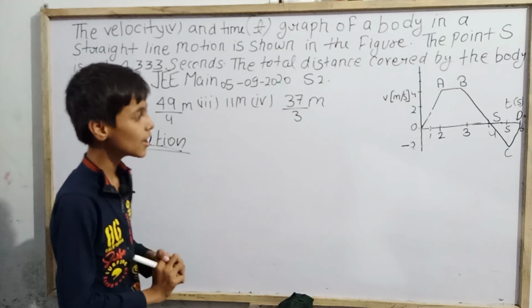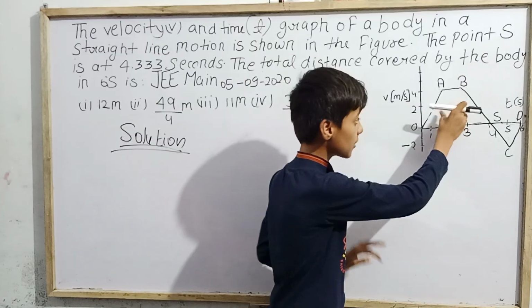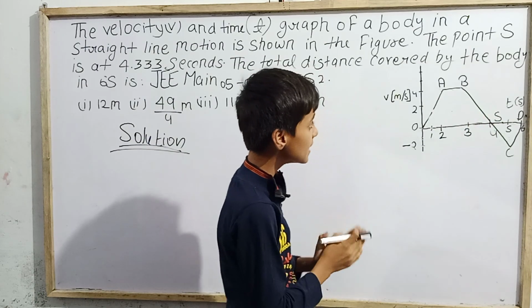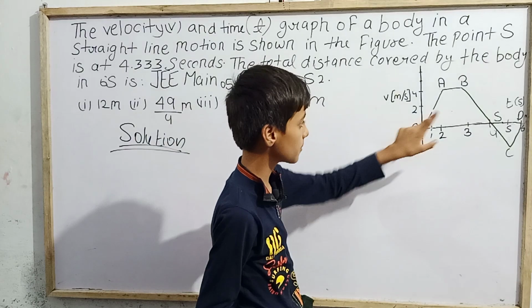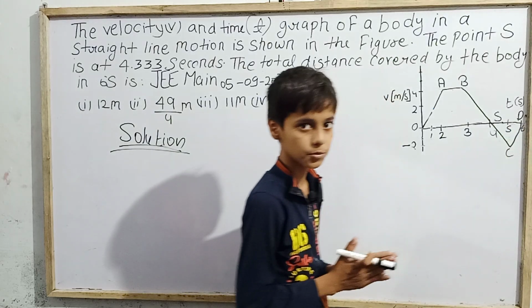So what is the question asking? The figure, or we can call it the graph, which has been given to us is a velocity time graph. We have to find the distance covered by the object in 6 seconds, since this graph is shown up to 6 seconds.